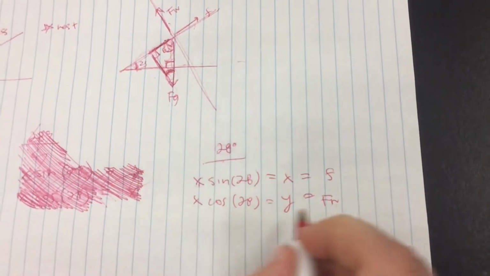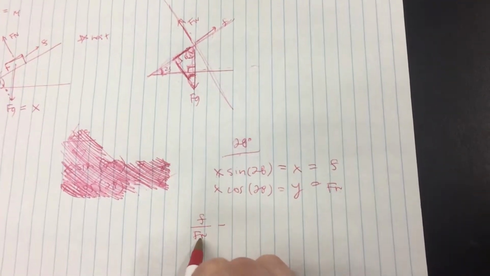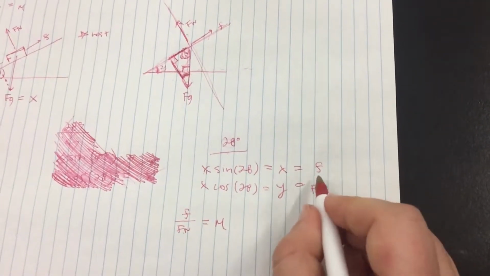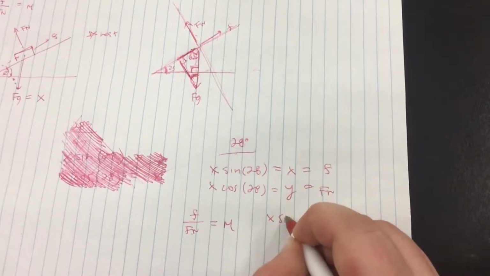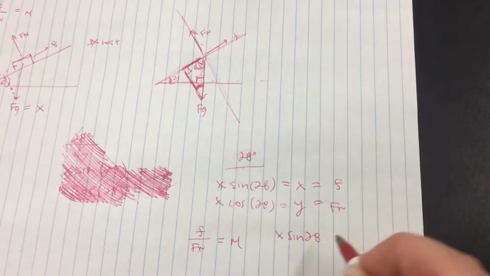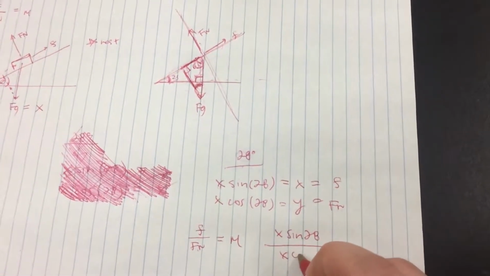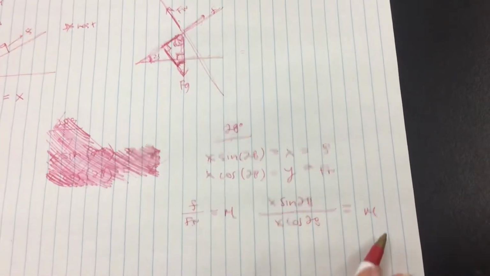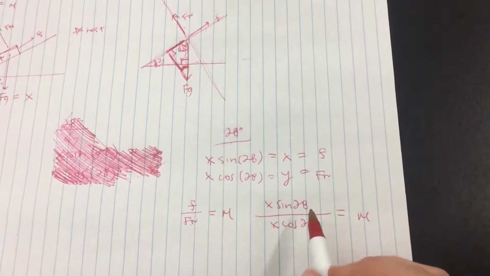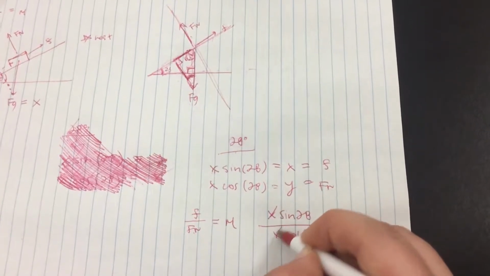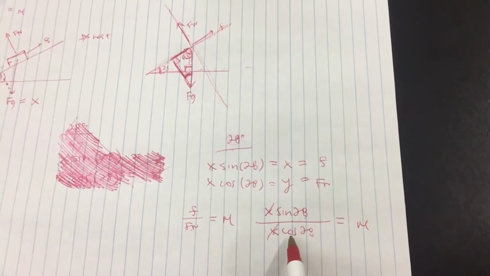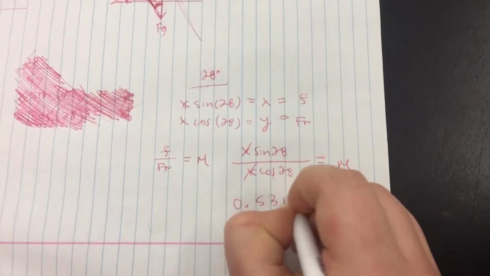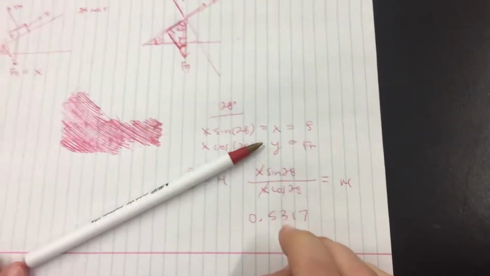So now all we have to do, friction divided by the normal force is equal to mu. That means that X sine 28 divided by X cosine 28 is equal to mu. And so these two variables cancel out, so we just have sine 28 divided by cosine of 28, and that is 0.5317, and that is your mu.